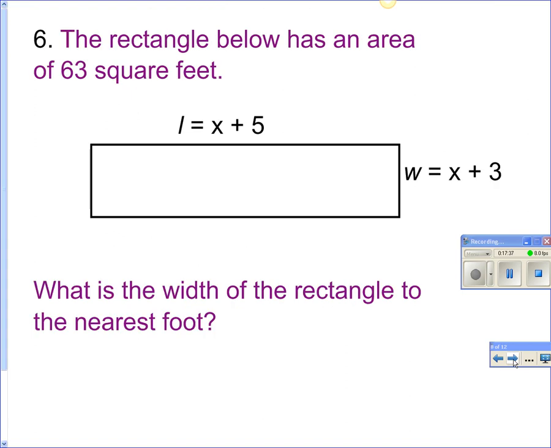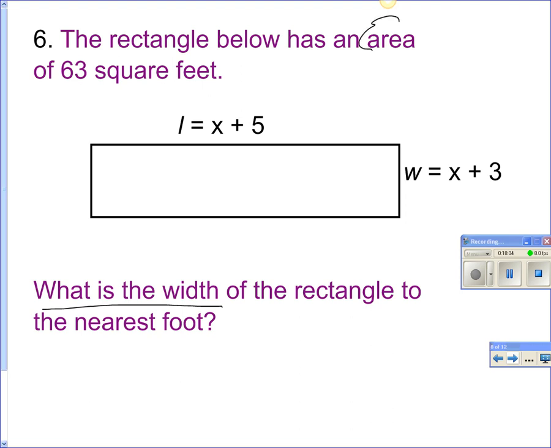Okay, number 6. The rectangle below has an area of 63 square feet. What is the width of the rectangle to the nearest foot? Okay, Madison, give me something to circle. All right, so they want to know what is the width. That'll be important at the end. Remember, if I underline it, you should underline it. Samaria, what else is important?